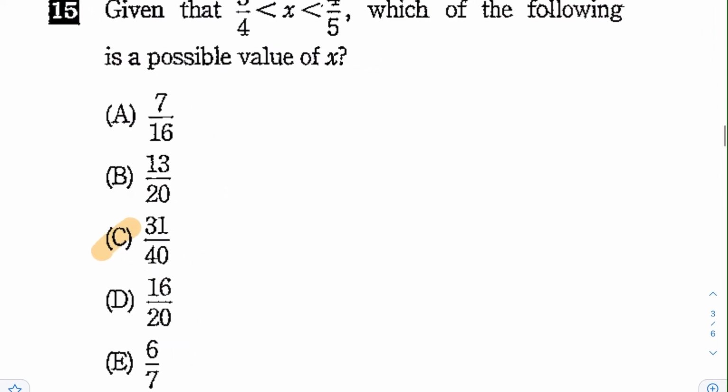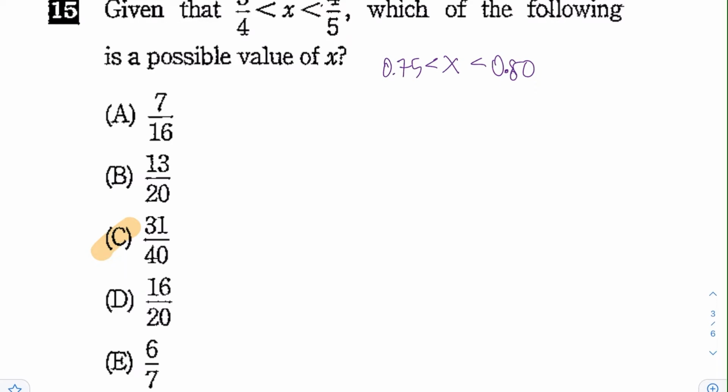Next, number 15, given that 3/4 is less than x is less than 4/5, which of the following is a possible value of x? So here you can make sure the denominator is between 4 and 5, and the numerator is between 3 and 4. What you can do here is figure out the possible values for x. x has to be greater than 0.75, but x has to be less than 0.80.